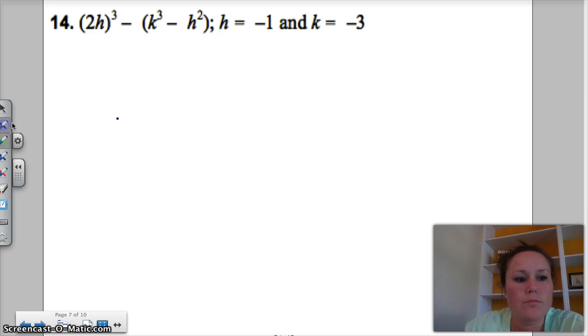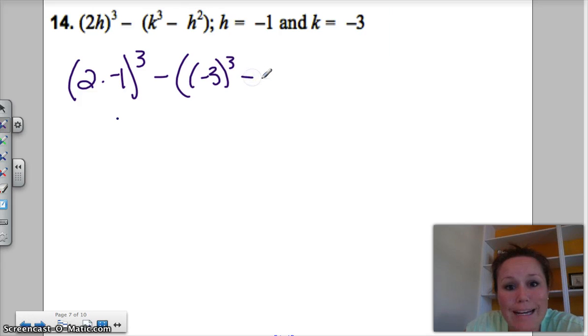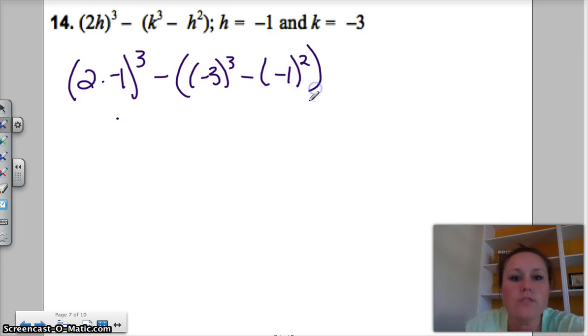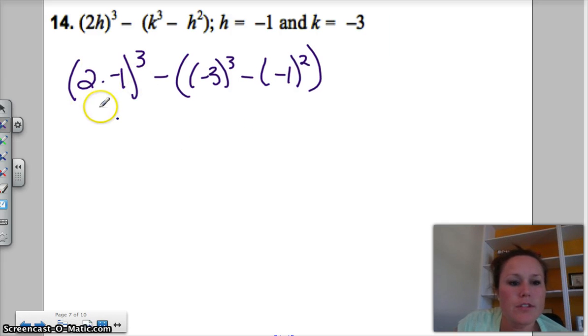Here we go. I'll use purple again. All right. 2h goes in parentheses, so we have 2 times negative 1 to the third minus. k is negative 3, so I'm going to do parentheses again: negative 3 to the third minus negative 1 squared, and close the parentheses. You are okay to write it that way. In fact, you should do it. All right. Okay, let's deal with this parentheses first.